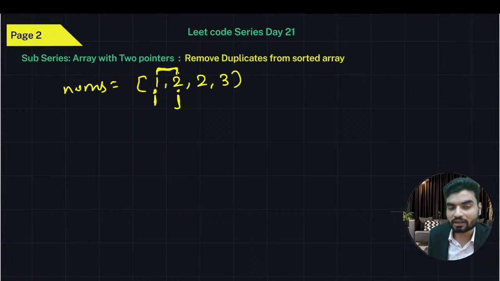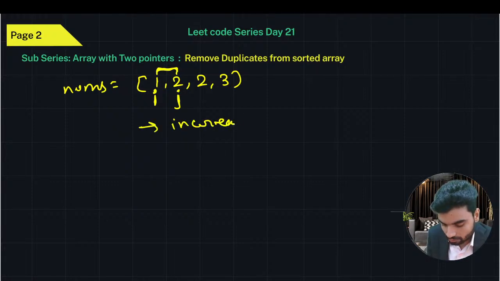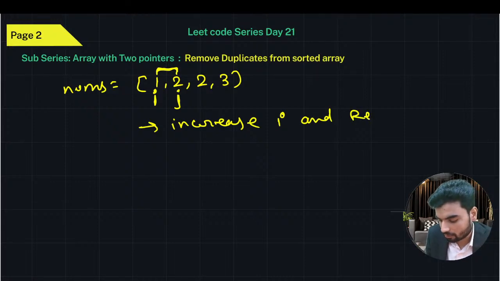If they are different, which means this is already sorted, right? So which means that they are already unique. So then what you have to do, you just have to increase your I, right? Increase I and replace the value of I with j.